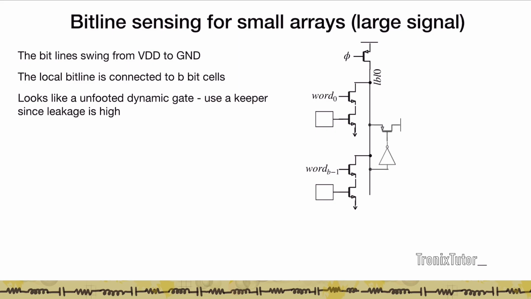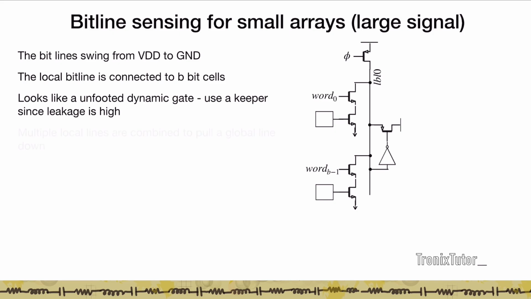Now, this gate looks like an unfooted domino gate, right? So you have the precharge here, and then you have these various pull down NMOS transistors. Because again, the read is going to essentially pull down bit or bit bar depending on whether a 0 or a 1 is stored inside the cell. And so when you have a lot of pull down nodes connected to this large capacitance, this bitline capacitance is a floating capacitance. We normally connect a keeper transistor to it to ensure that we reduce the noise at this node.